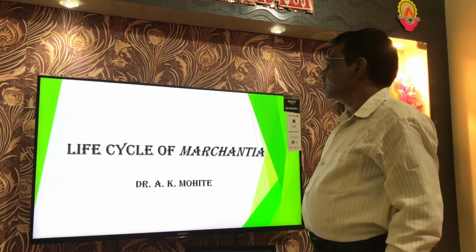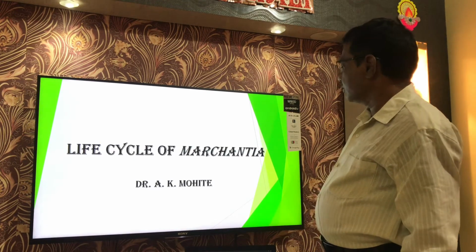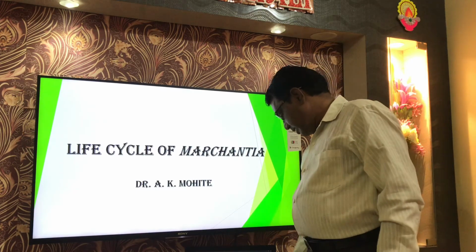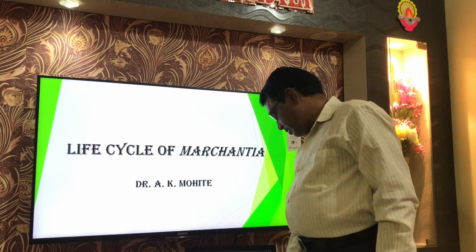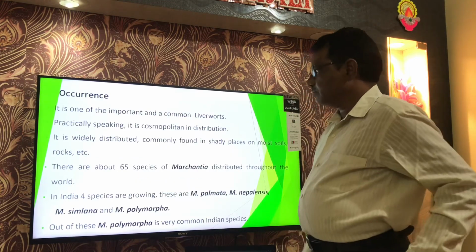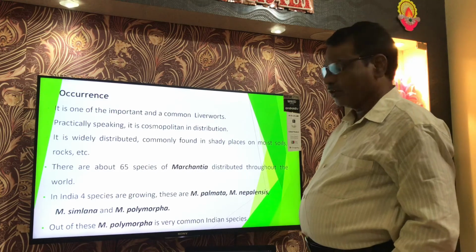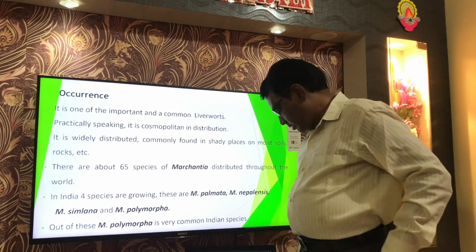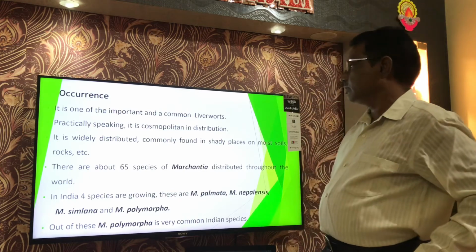Dear students, today we are going to study the life cycle of Marchantia, which is a common bryophyte. The first point is occurrence. Marchantia is one of the very important and common liverworts.